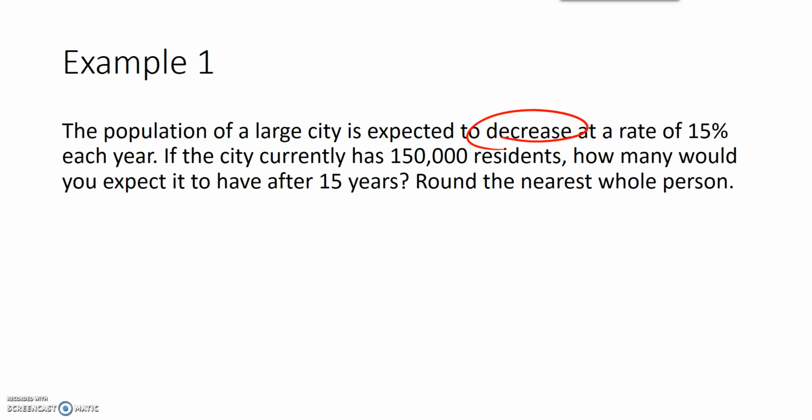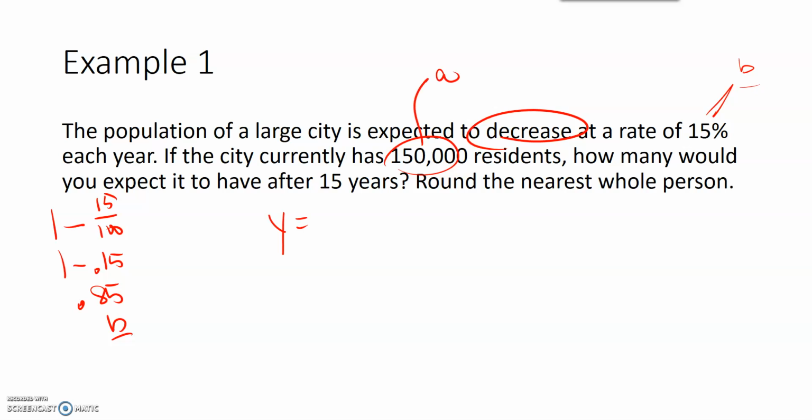Okay, so next read-through, identifying A and B. If the population of a large city is expected to decrease at a rate of 15%, so our B is coming from this. 1 minus 15 over 100, 1 minus 0.15, use my calculator, 0.85. That's my b value. Each year. It currently has 150,000 residents. So there's our a value. Let's write our model. y equals 150,000 times 0.85 to the x.